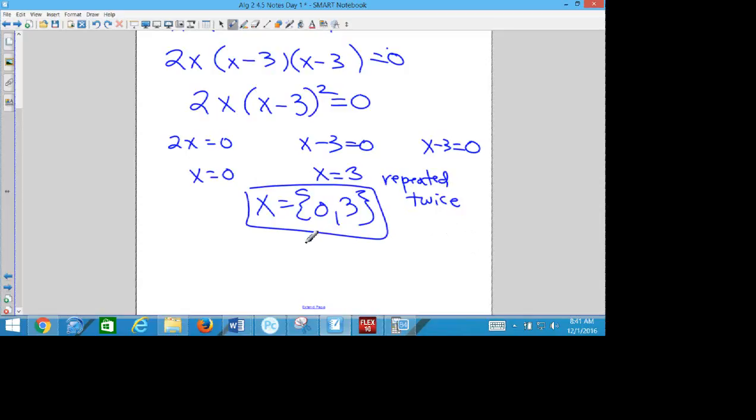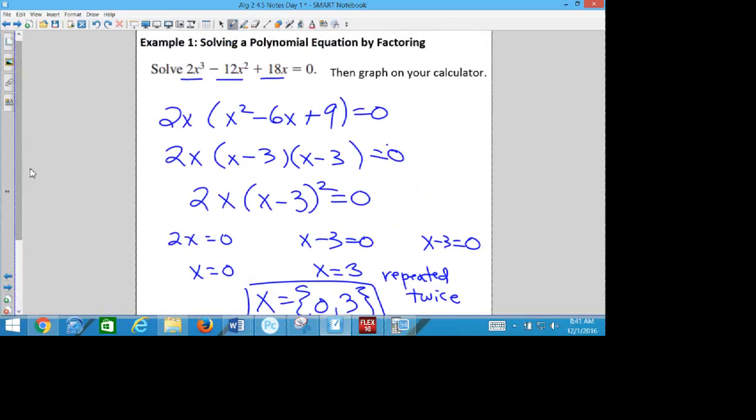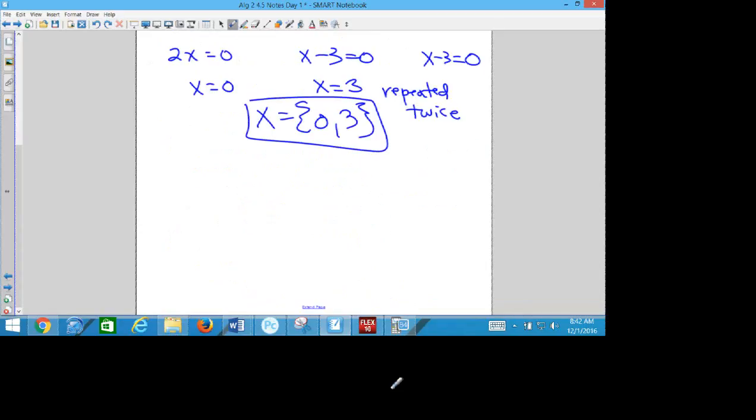So now for the graph. The original question has what degree? 3. So what does the graph have to look like? End behavior has to start down, go up. That's how all cubics look. And then we look at the leading coefficient of 2. So does that flip this graph? No, it's positive. So I know that the graph is going to look something like that. I know that the x-intercepts are at 0 and at 3, because I just solved to find those.